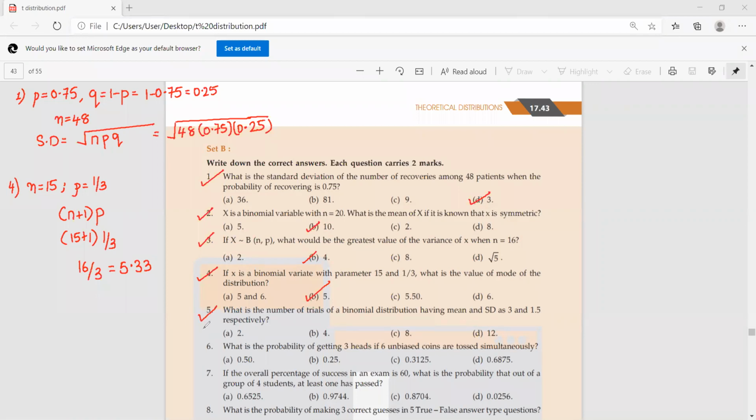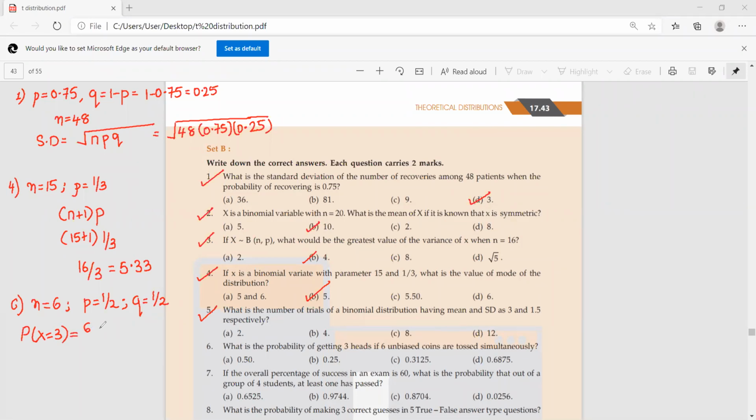So let me directly jump to sum number 6. What is the probability of getting 3 heads if 6 unbiased coins are tossed simultaneously? Okay. तो n का वैल्यू दिया है हमें 6. अभी हेड आने के चांसेस कितने होते हैं चाहे कितनी बार भी टॉस हो? हेड आने के चांसेस 50%, टेल आने के चांसेस भी 50%. बोला है 3 बार हेड आया है 6 में से. सो p of x will be equal to 3.